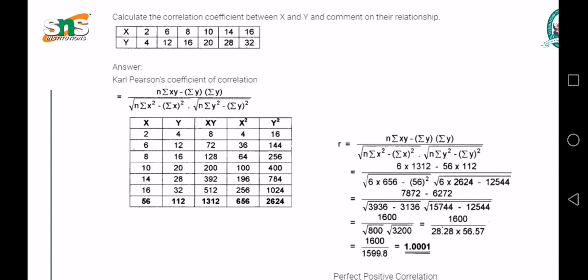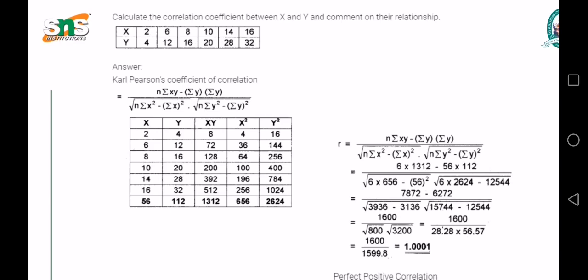First we write the correlation coefficient formula: n into summation of xy minus summation of x into summation of y, divided by root of n into summation of x square minus summation of x the whole square, into root of n into summation of y square minus summation of y the whole square. First we write x: 2, 6, 8, 10, 12, 16. The total value is 56. Then next we write y: 4, 12, 16, 20, 28, 32. Summation of y is 112.